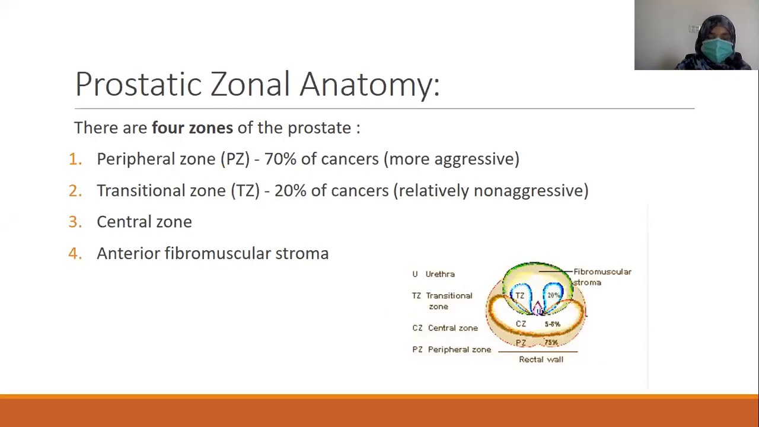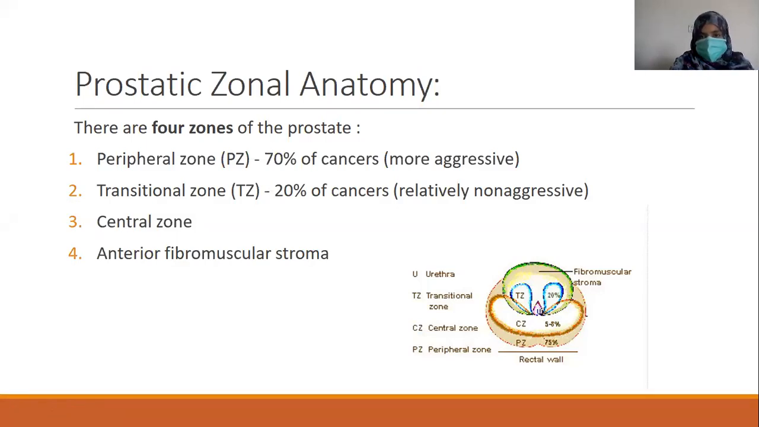So first of all, prostatic zonal anatomy. There are 4 zones of prostate, as you all know: peripheral zone, transitional zone, central zone, and anterior fibromuscular stroma. You can see in this picture, this central purple color is the urethra, and as you all know, the prostate encircles the urethra all around.